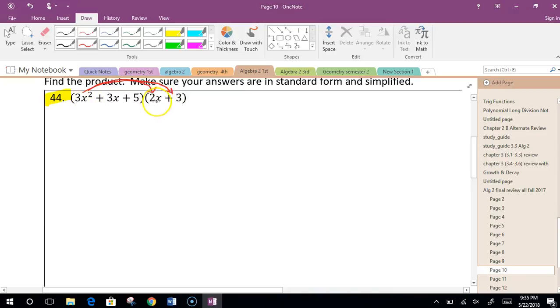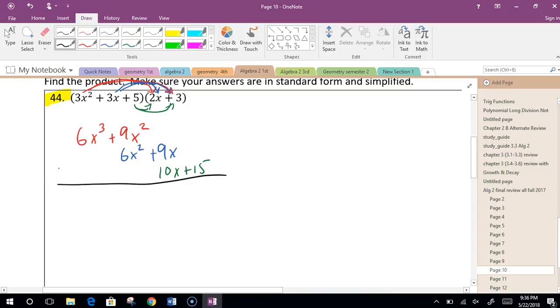So 3x squared times 2x would give us 6x to the third, and 3x squared times 3 would give us plus 9x squared. Now we're going to take the second term. So now we're going to take 3x times the binomial. Well, 3x times 2x would be 6x squared. Notice I'm stacking the x squareds under each other. 3x times 3 would be plus 9x. And then our last one, we're going to take the 5 times 2x, which would be 10x, and 5 times 3, which would be 15.